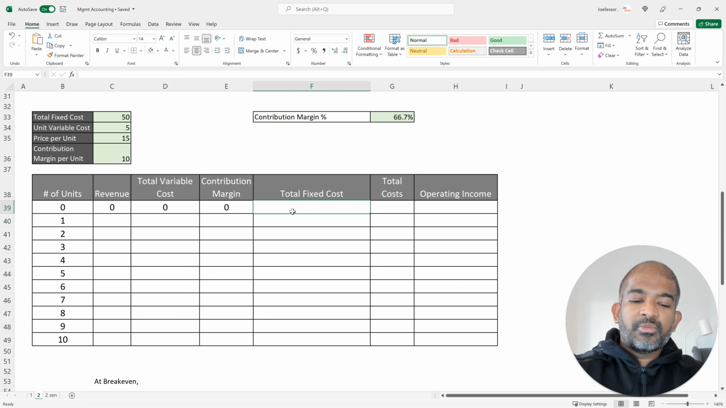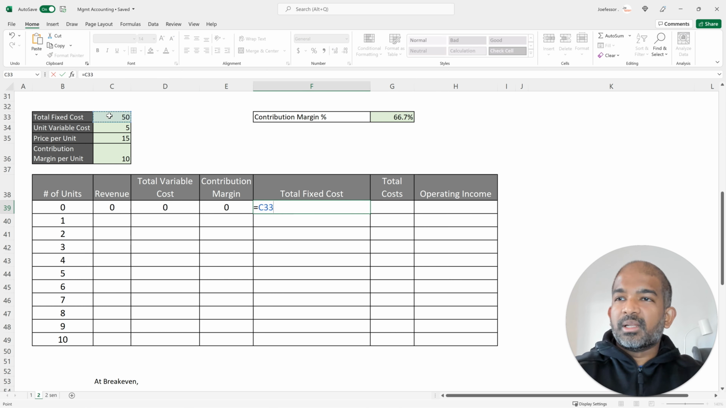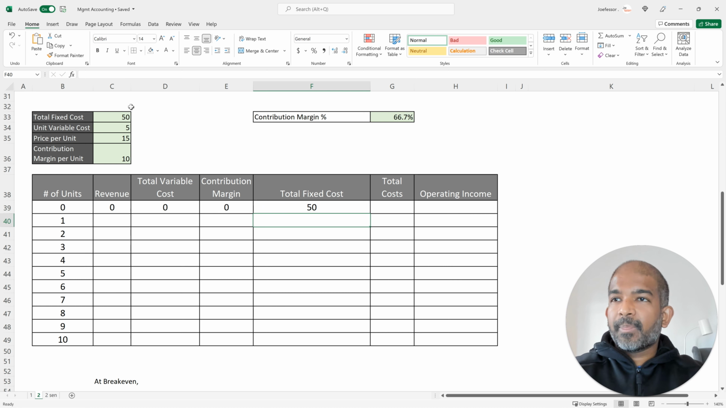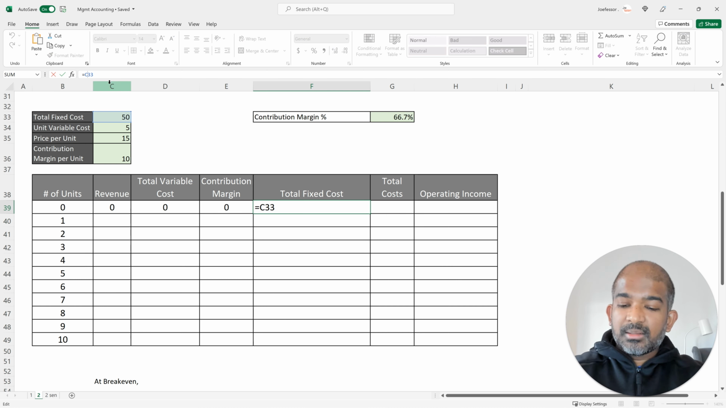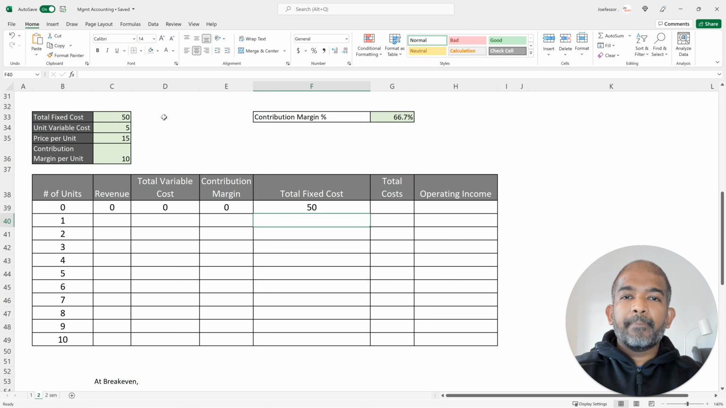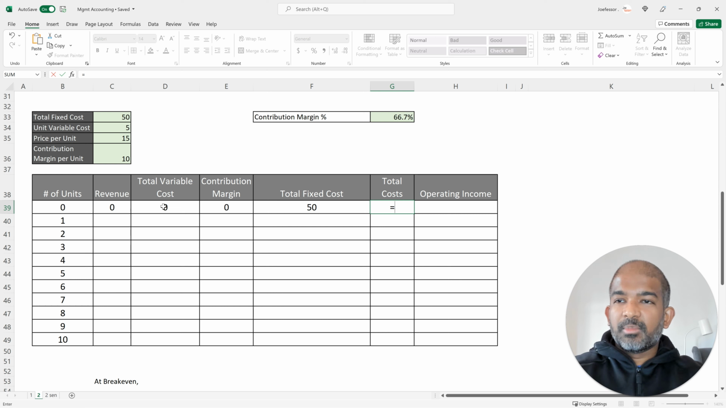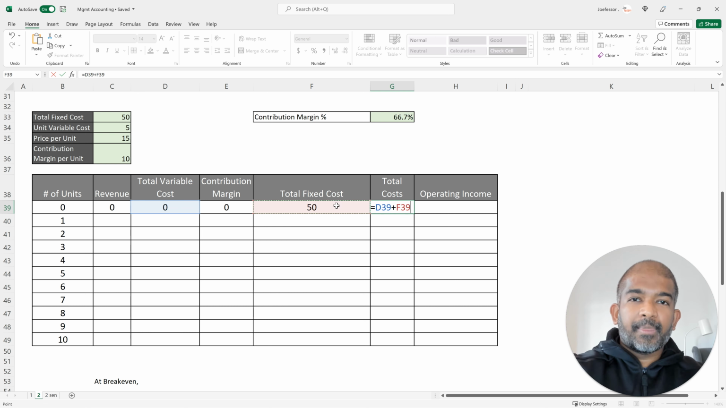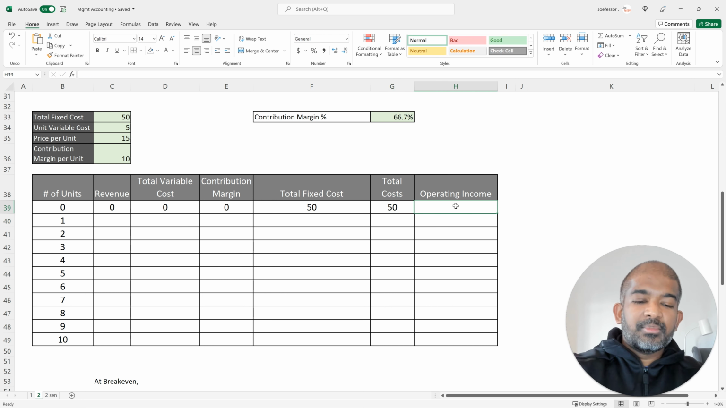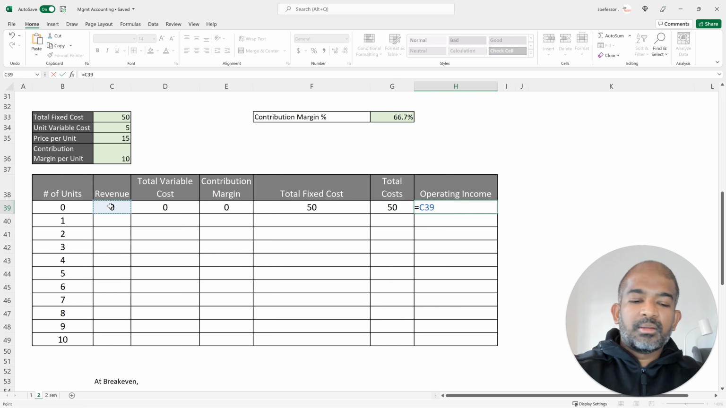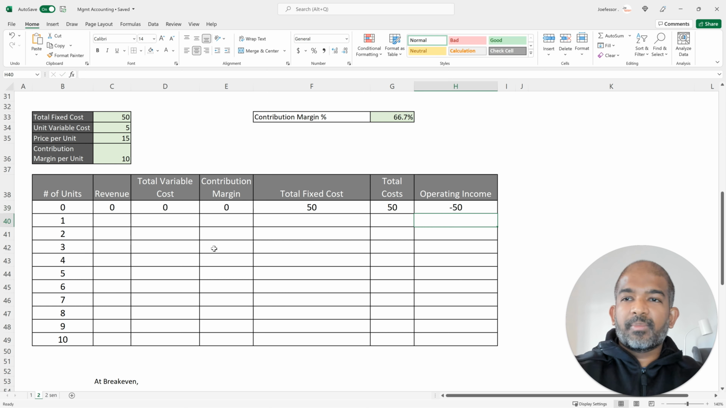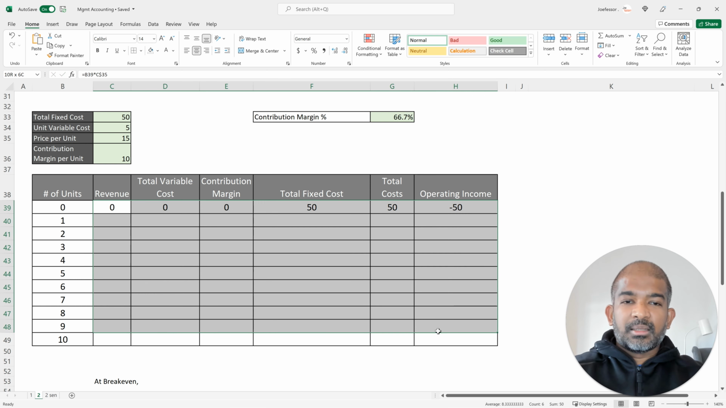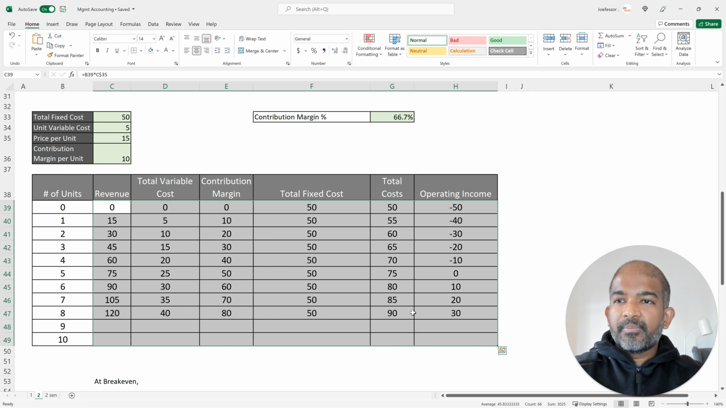Okay, total fixed cost is going to remain fixed at 50. Again, block the cell. And my total costs overall is the sum of my total variable costs with the total fixed cost. Okay, my operating income is my revenue minus the total costs. Okay, now I'm going to click and drag the formula.